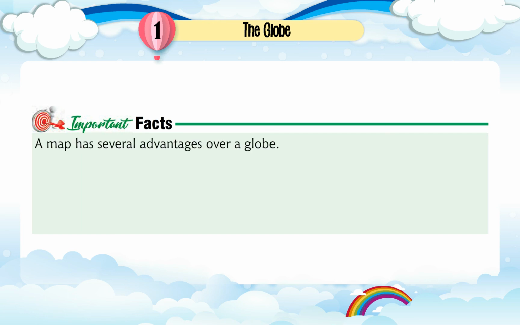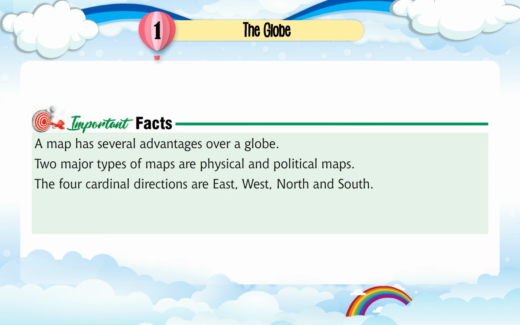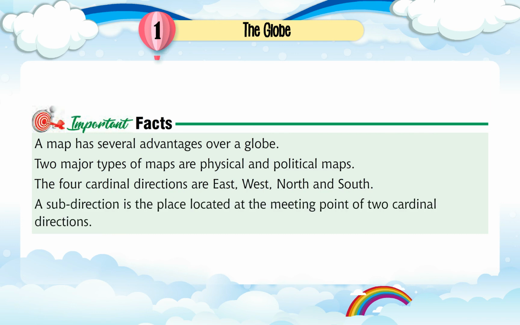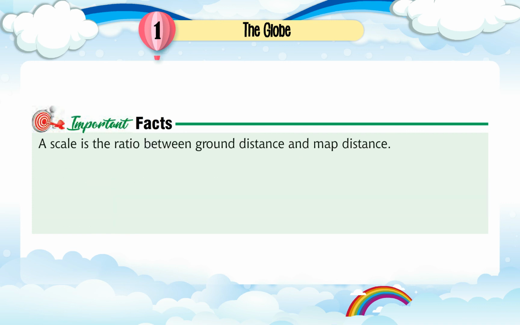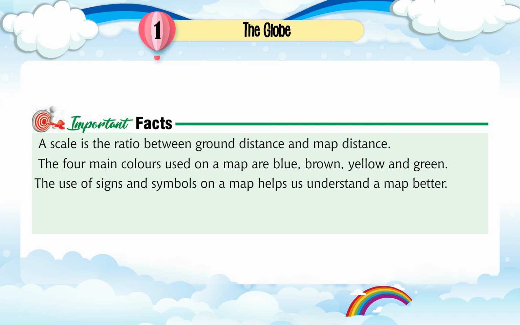Important facts. A map has several advantages over a globe. Two major types of maps are physical and political maps. The four cardinal directions are east, west, north, and south. A subdirection is the place located at the meeting point of two cardinal directions. A scale is the ratio between ground distance and map distance. The four main colors used on a map are blue, brown, yellow, and green. The use of signs and symbols on a map helps us understand a place.